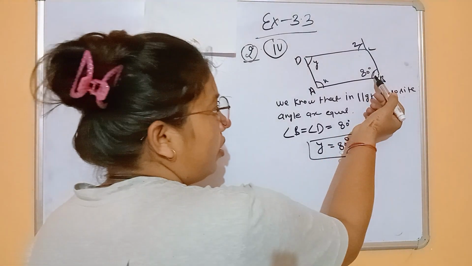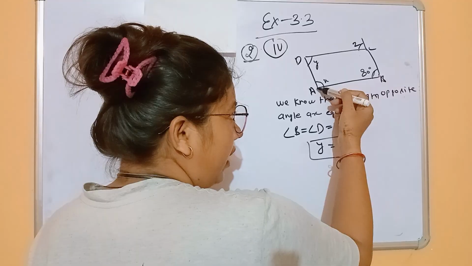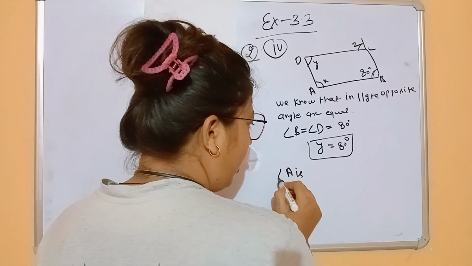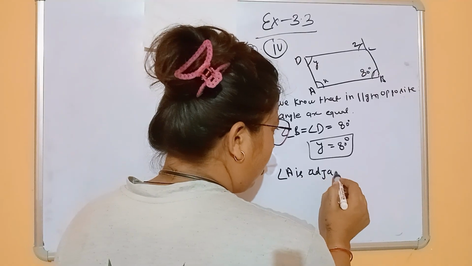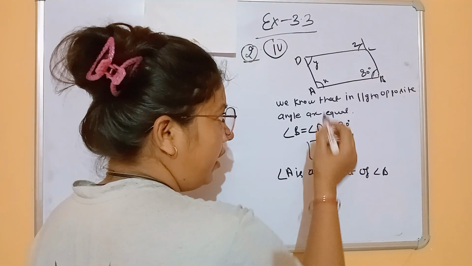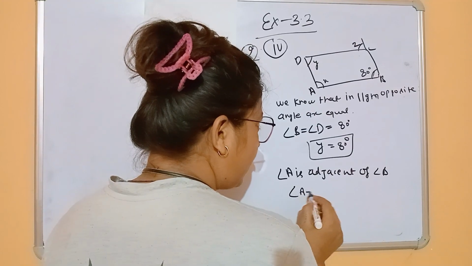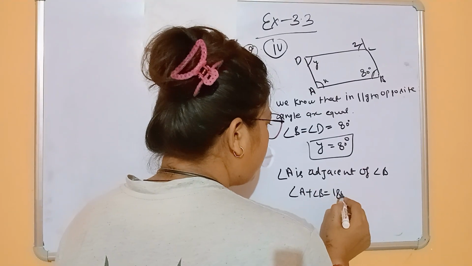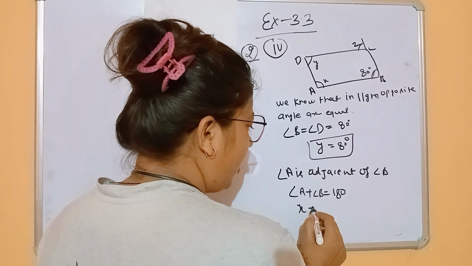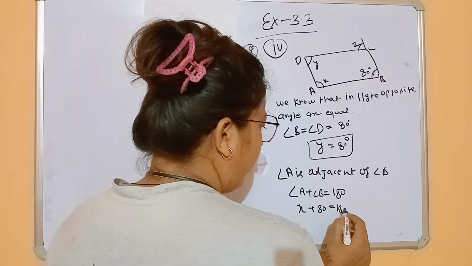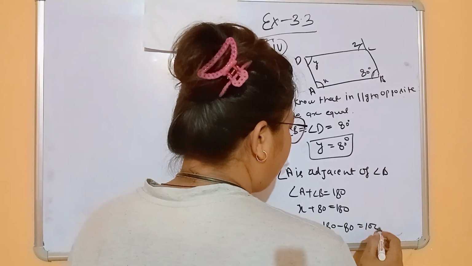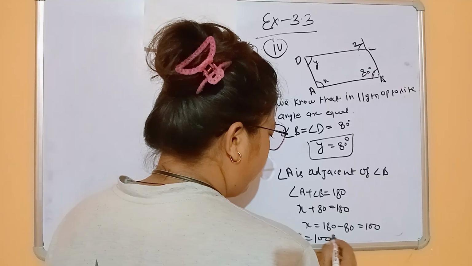So now we find this angle, so we know that A is adjacent of B. So what we written here, angle A is adjacent of angle B. So first what written, and we know that angle A plus angle B is equals to 180 degree. So angle B is given 80 degree, so angle A is x degree. So x plus 80 is equals to 180. So here x value is 180 minus 80, that is 100. So x is equals to 100 degree.